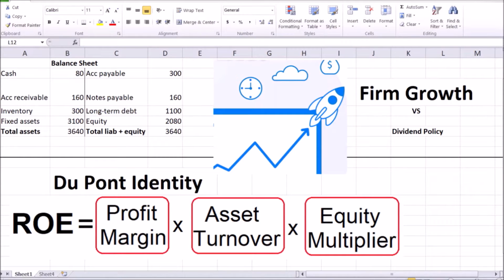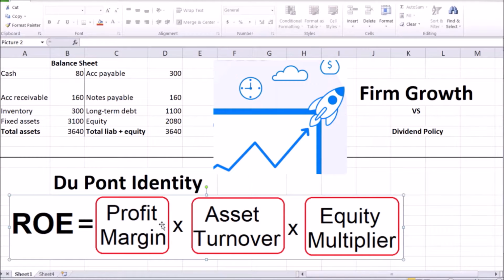In this short video we're going to look at DuPont identity and its meaning, as well as how to calculate its formula and what it can tell us about the company's operations. And we'll also talk about firm growth and its relationship with firm's dividend policy.